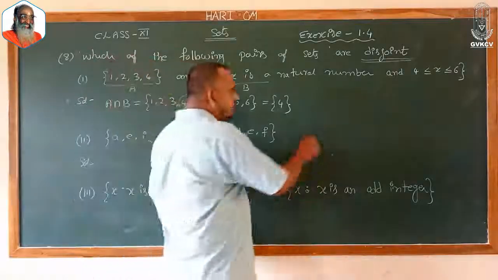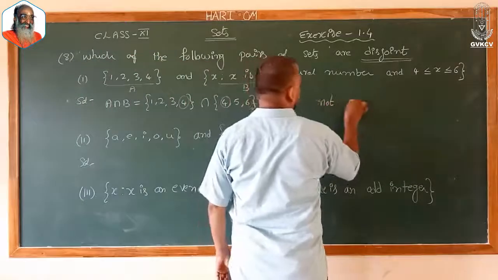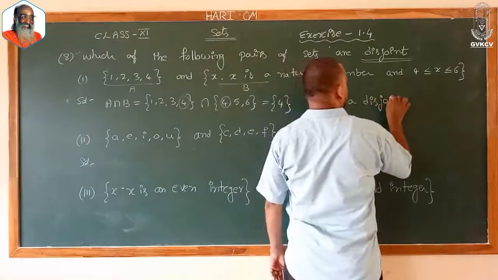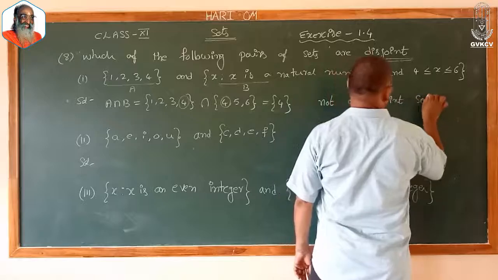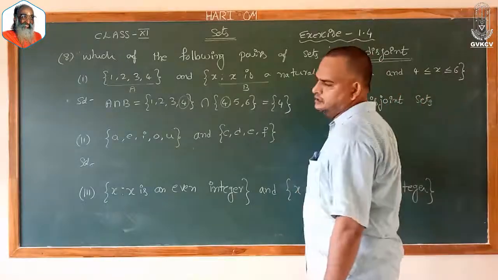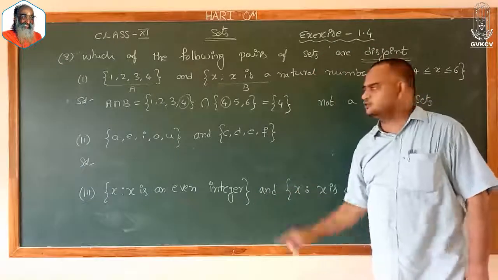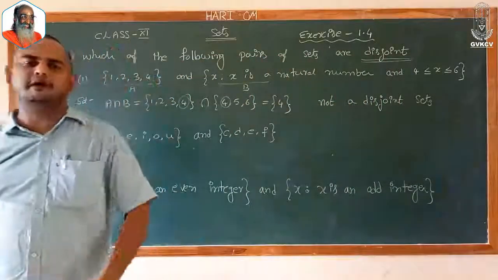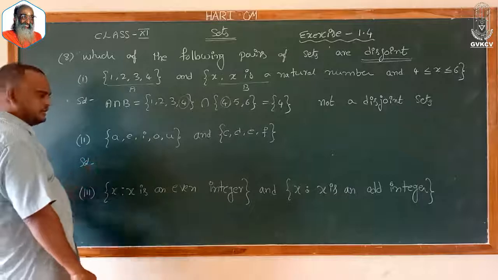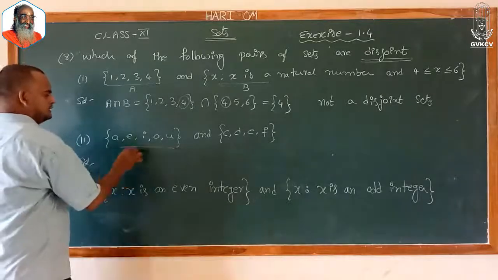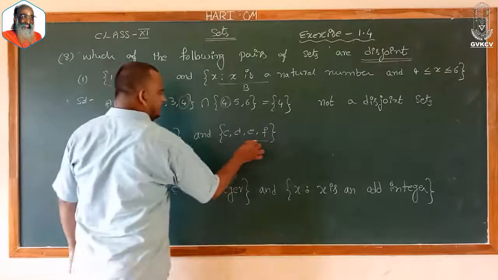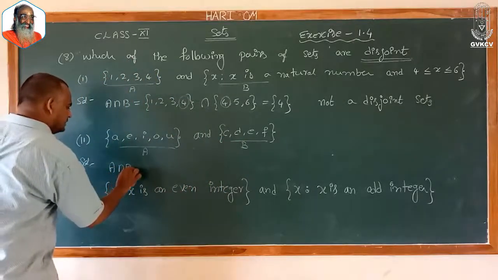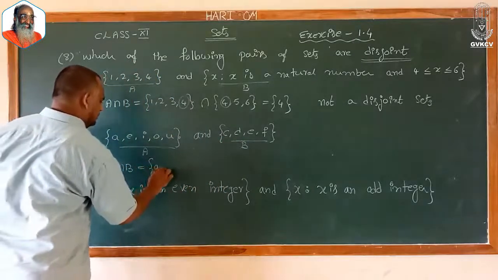Now these two sets are not disjoint sets. These two sets are not disjoint sets because I have a common element. Now coming to the second one. Let us consider again this is set A and this is set B. Now when we calculate A intersection B, what do I have?